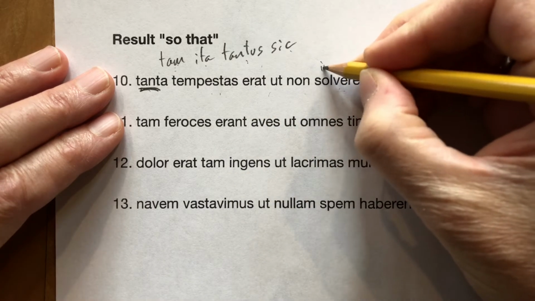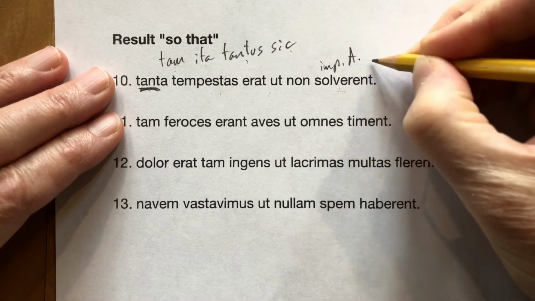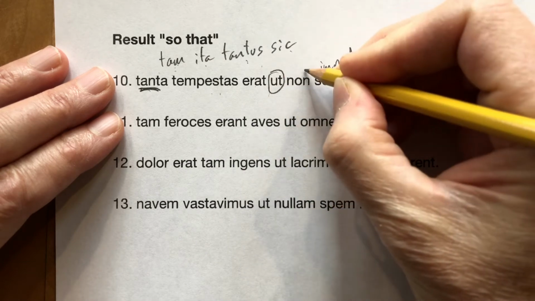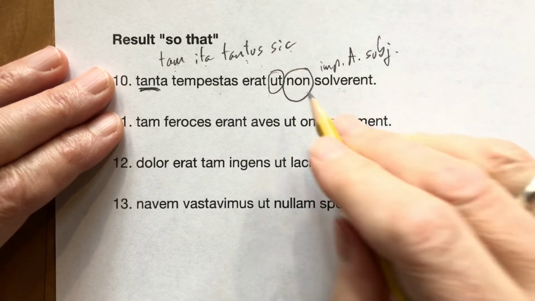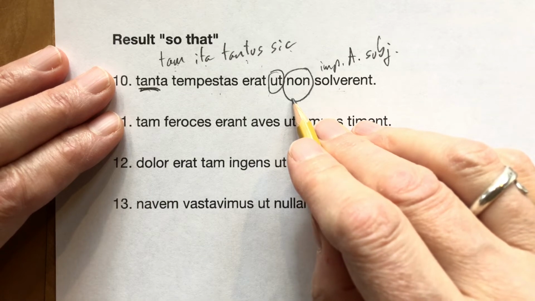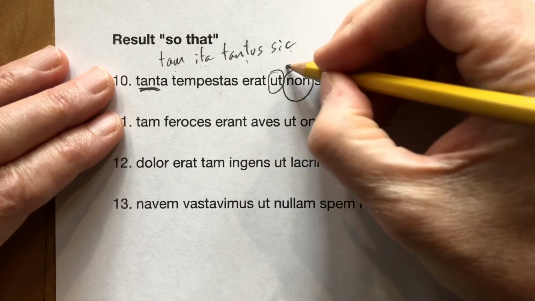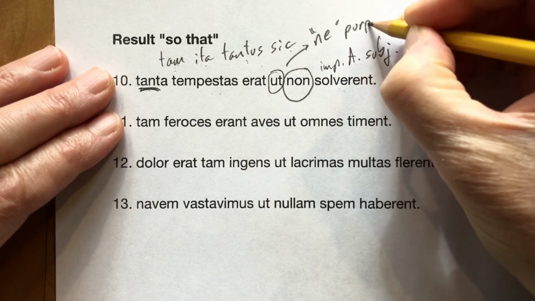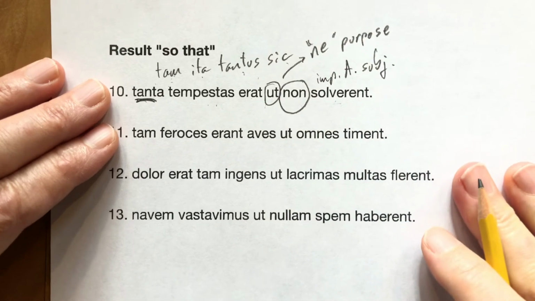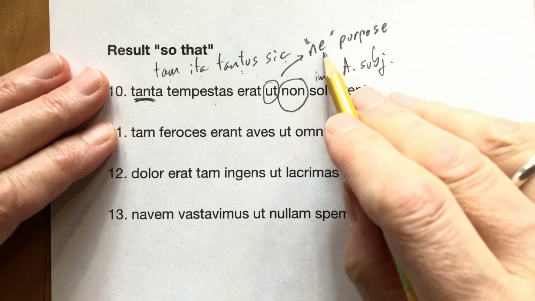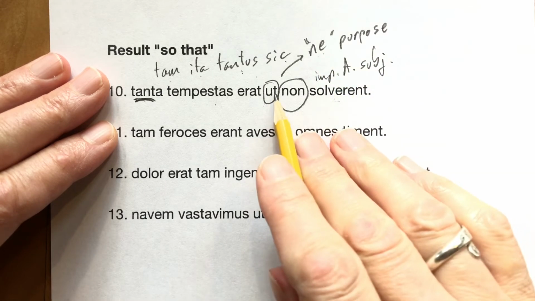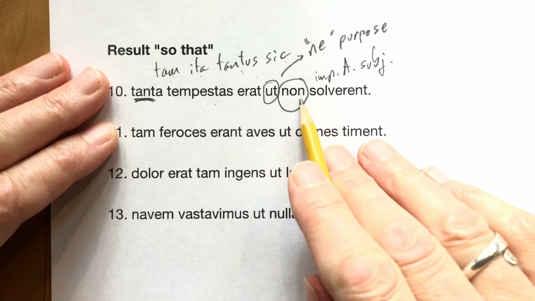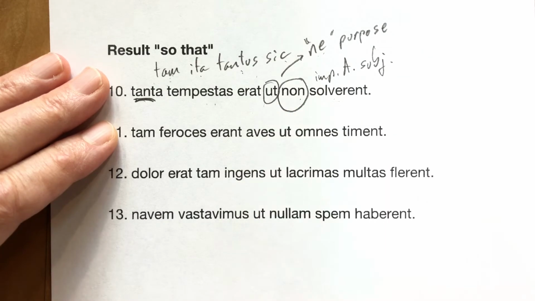And solverant, we've got the imperfect, active, subjunctive there. Also, notice that it's ut, non. Now, when we want to express negativity in a purpose clause, we get ne for purpose. So if it is purpose, you can tell definitively that it is purpose if there's a ne. You can tell definitively if it's result if you see ut, non. But if you just see ut, you can't tell.